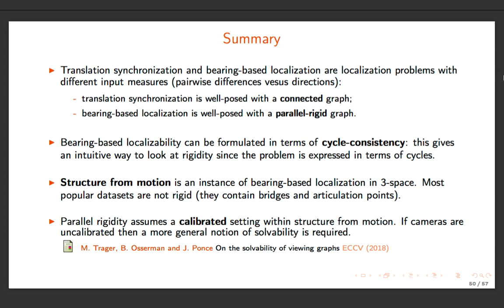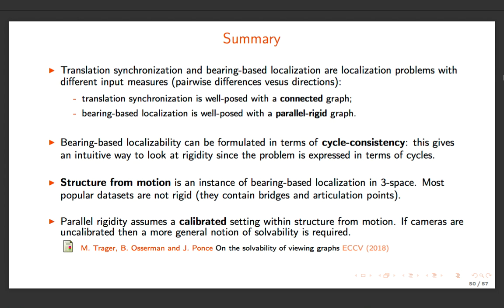Bearing-based localizability can be formulated in terms of cycle consistency. This gives an intuitive way to look at rigidity, since the problem is expressed in terms of cycles. Structure from motion is an instance of bearing-based localization in 3D space. Most popular datasets are not rigid, as they contain bridges and articulation points.